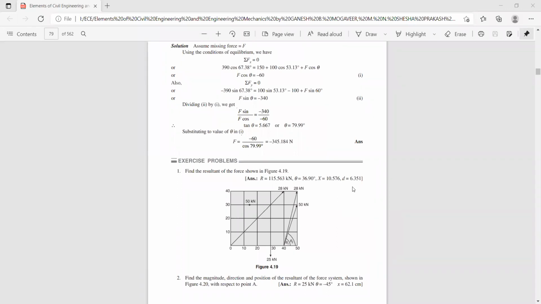Are you getting 6.350 meters? Okay, you can see it is correct. Then you can find the value of x-intercept. So x-intercept is nothing but sigma MA divided by sigma f of y. Just check whether you get 10.576.